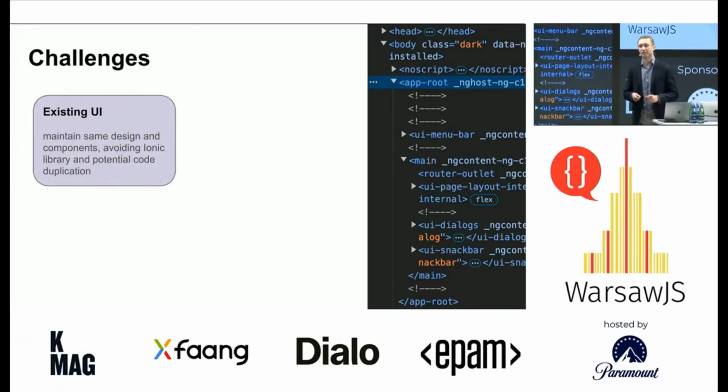But then I faced real challenges. First, we had an existing UI with all the elements, with header, with footer, with content. And some of you may know that there is an Ionic framework, which was specifically created to develop mobile apps with Angular, and it also has its own components. And the question is, how do we integrate these components into the existing UI? Because we didn't want to clash two frameworks and make it unmaintainable.